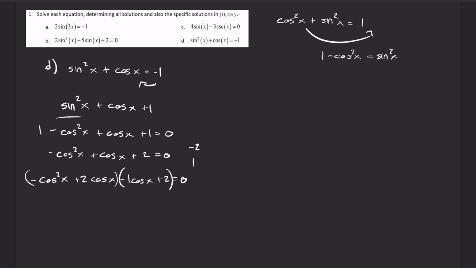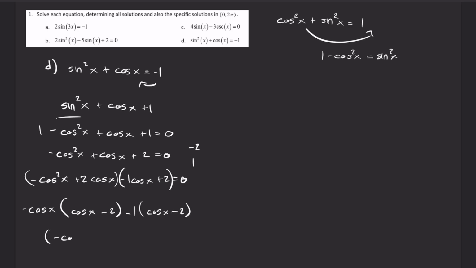If we factor by grouping, now we factor out a negative cosine x. We'll have cosine x minus 2. And here we'll have to factor out a negative 1, to get cosine x minus 2. So always when you're factoring out by grouping, you want to have these two terms match, and that's how you know you've done it correctly.